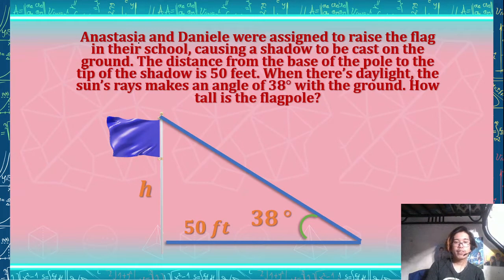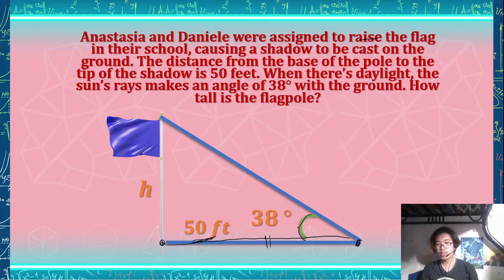Number 1: Anastasia and Daniel were assigned to raise the flag in their school, causing a shadow to be cast on the ground. This is the shadow for that question. The distance from the base of the pole to the tip of the shadow is equal to 50 feet. And when there's daylight, the sun's ray makes an angle of 38 degrees. So this is very important information, the 38 degrees.